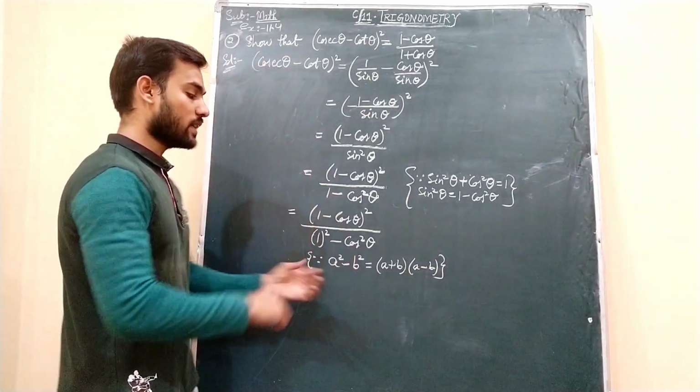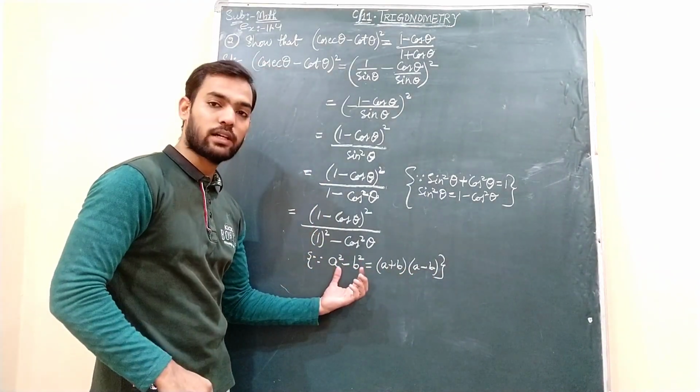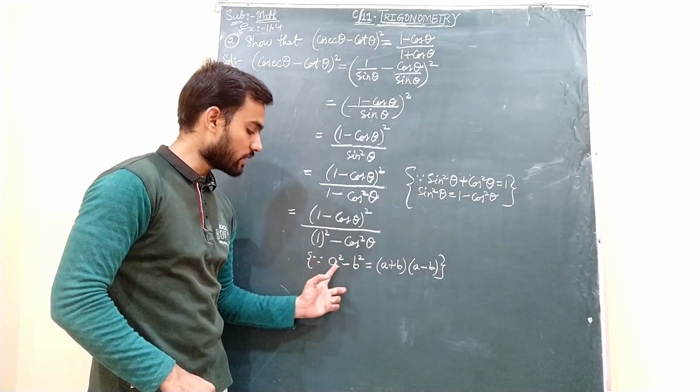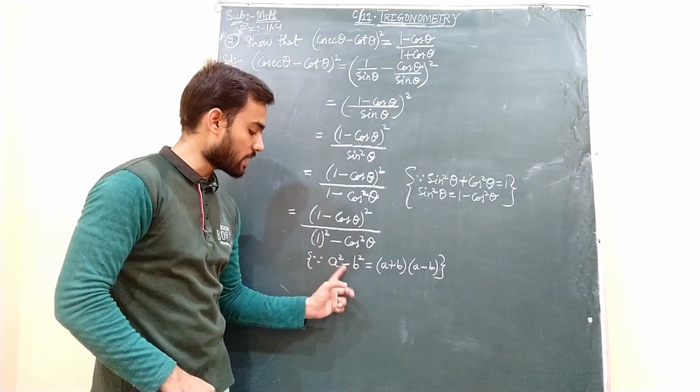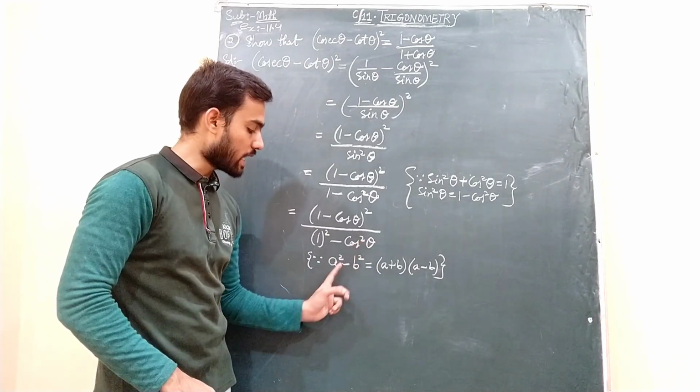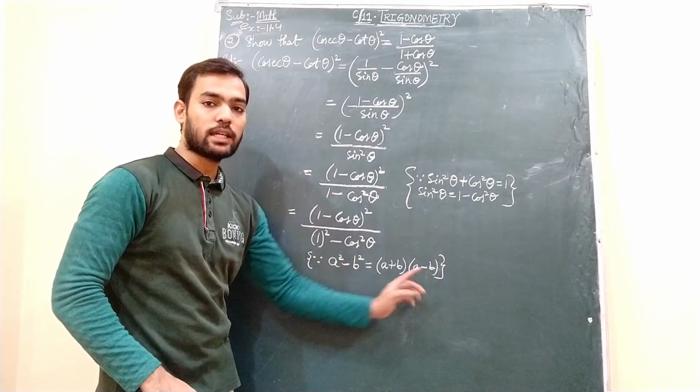Okay. In the first question we were having this part, we have written this one. But in this question we are having this part over here, a square minus b square, and using this we are going to write this in the next step.